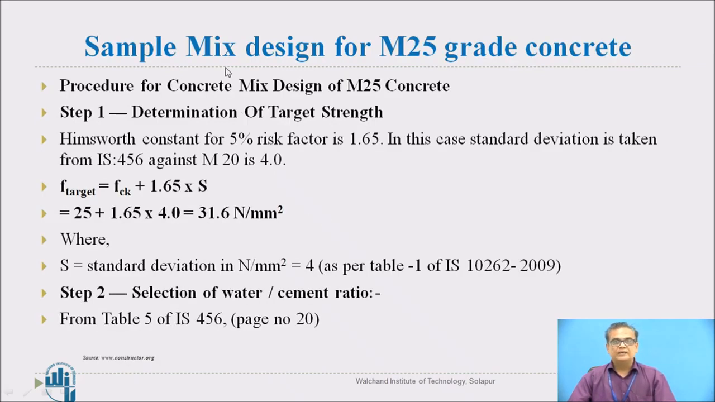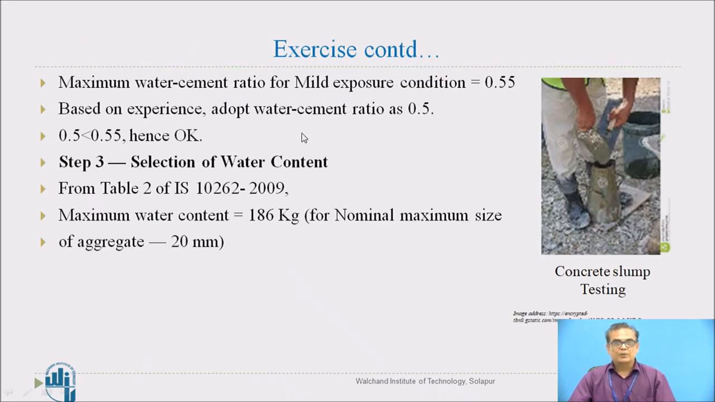Here we will see one sample mix design for M25 grade of concrete, remember. Here all the steps are given, step by step the procedure is followed and the results are obtained. You can go through this. Determination of target strength comes to be 31.6 Newton per mm square. Then step 2, selection of water cement ratio. Using IS 456 table 5, for mild exposure condition, the maximum water cement ratio is 0.55.